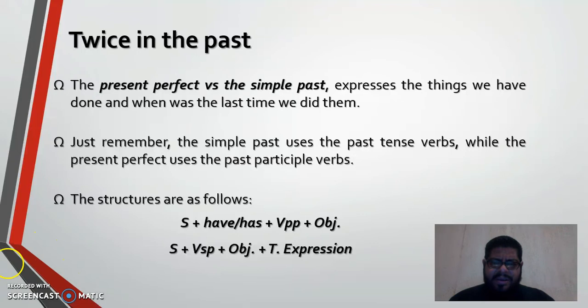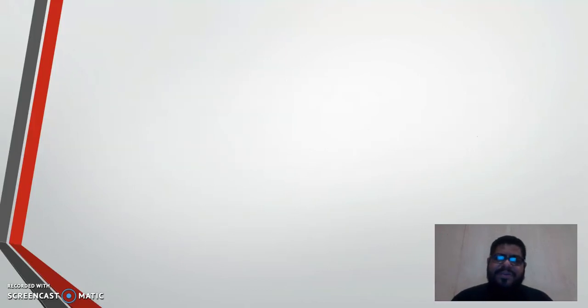The structures are as follows. This is just a quick reminder of the structures of the present perfect and the simple past. Again, the present perfect: subject, have or has, verb in past participle, object. Simple past: subject, verb in the simple past, object, and time expression. Remember that in the simple past, the time expression can be placed either at the beginning or the end of the sentence, but this will depend on other factors. Remember, this is just a quick review. Now let's continue with this.